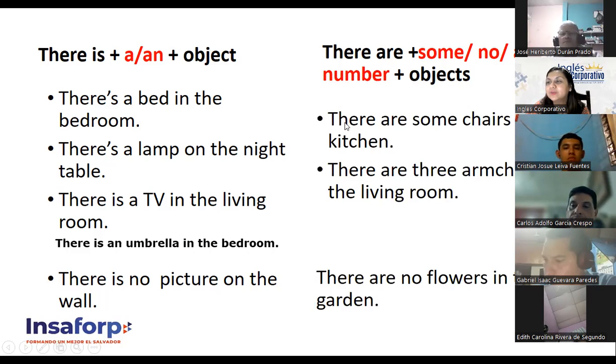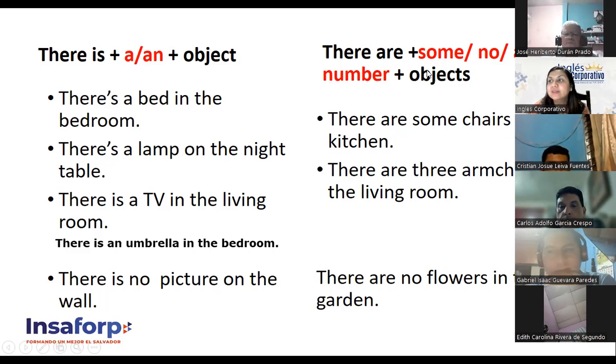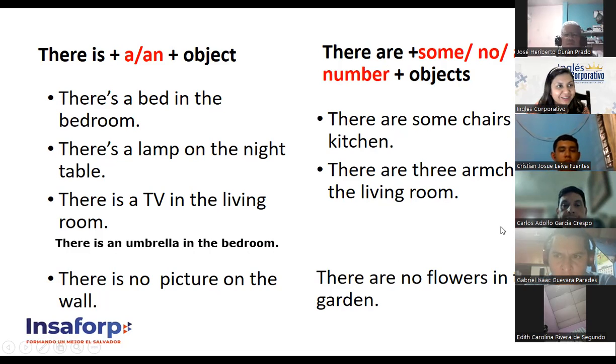There are 10 tomatoes in the basket. And we have examples. There are some chairs in the kitchen, chairs, plural form. There are 3 armchairs in the living room. There are no flowers in the garden. No flowers, no plants, too sad, right? Okay, so this is the plural form and the singular form. There are some exercises in the platform about this. Did you finish them?